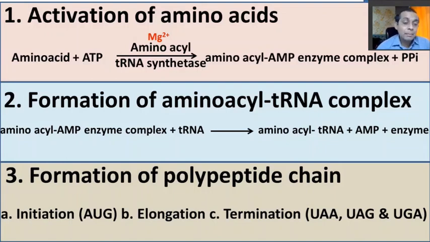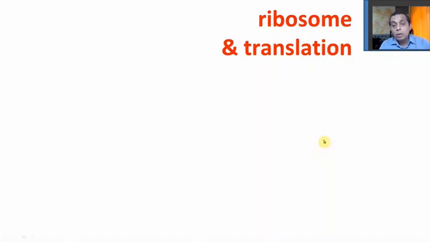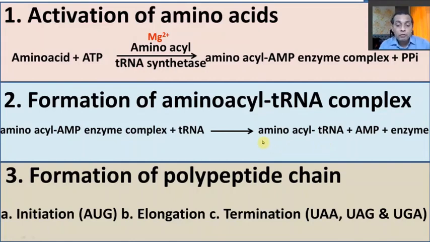Now, in the second step, the aminoacyls are to be attached to specific tRNAs. Here again, the specific enzyme complex present with the aminoacyl identifies the specific tRNA, and now they form a complex of aminoacyl tRNA. Now, this is the very important complex formed, the aminoacyl tRNA complex, very, very specific, which is now going to get ready for the translation process.